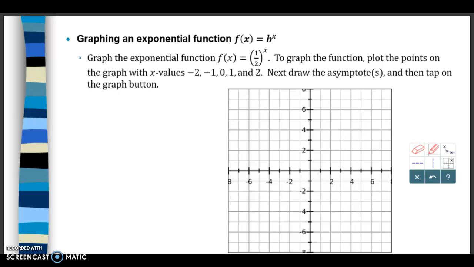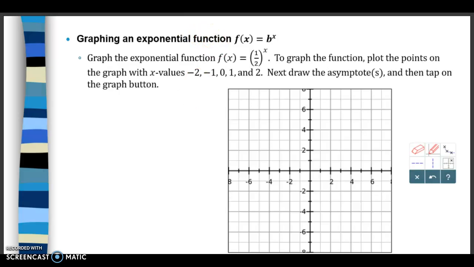Hey everybody, in this video we're going to talk about graphing an exponential function of the form f of x equals b to the x. So we're told to graph the exponential function f of x equals 1/2 to the x power. To graph the function, we're going to plot the points on the graph with x values -2, -1, 0, 1, and 2. So it already tells us which values to plug in.